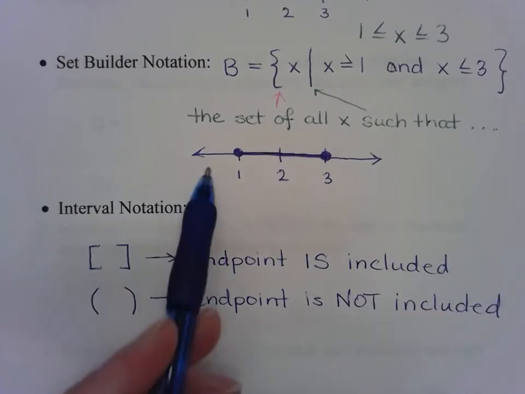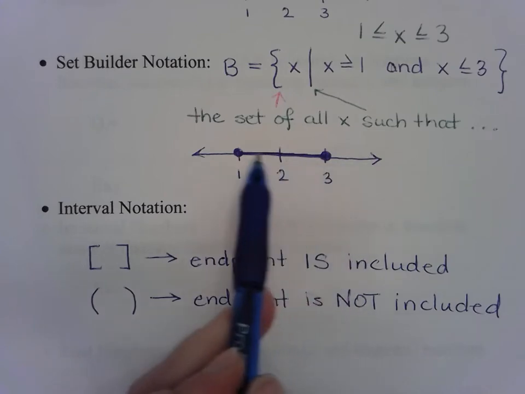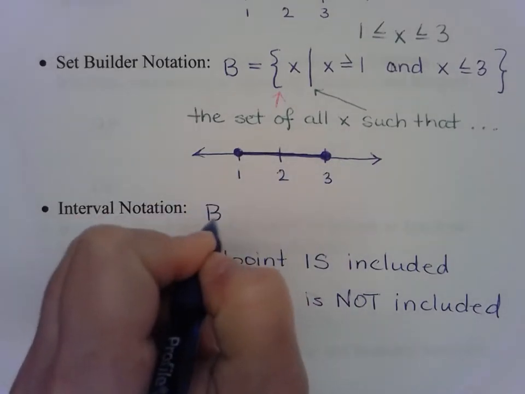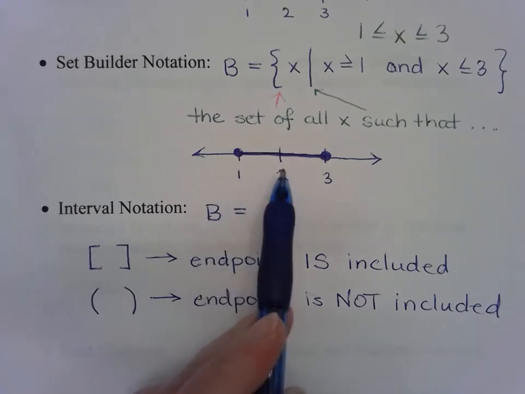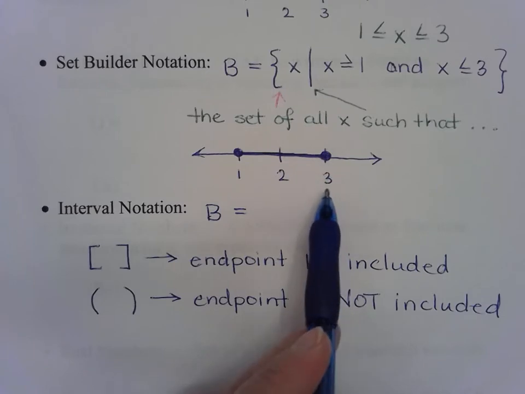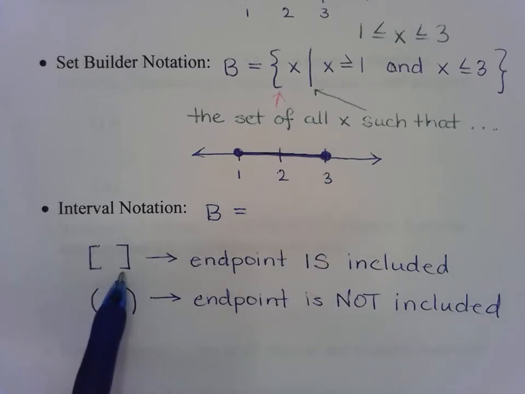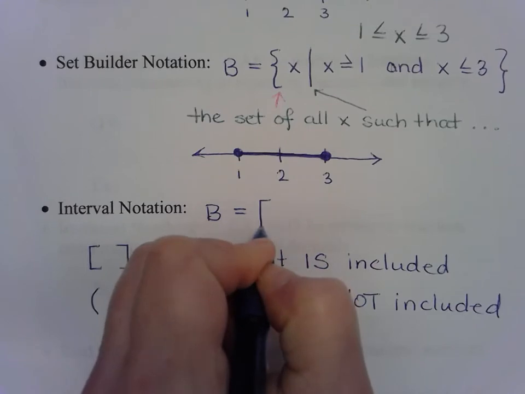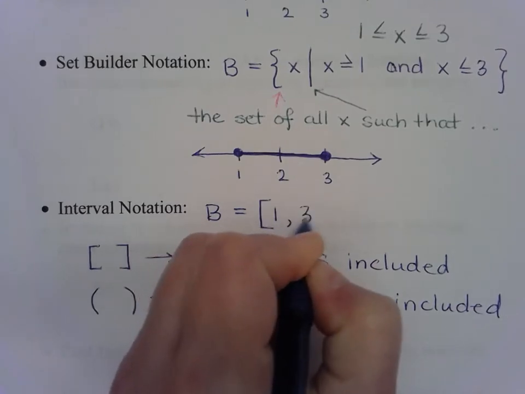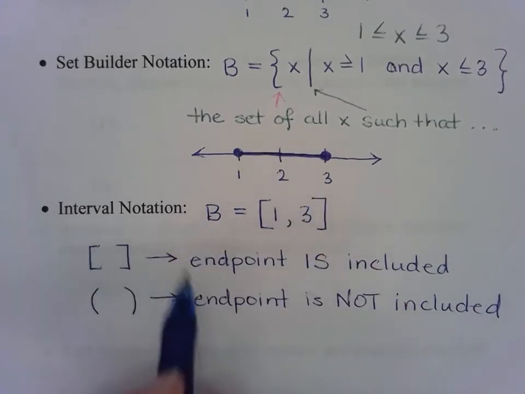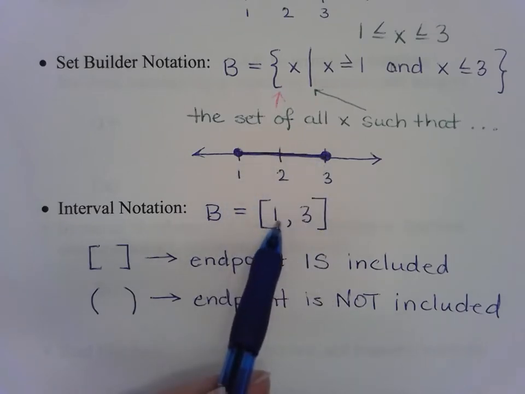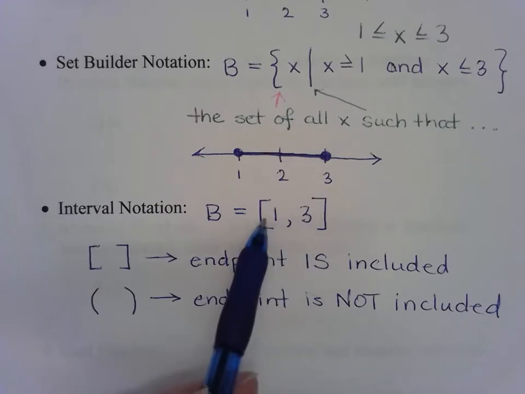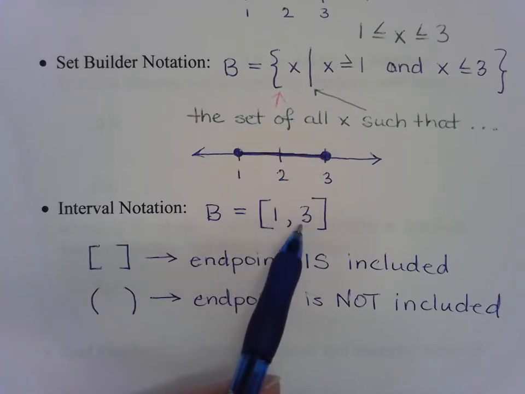In this particular example, I'm just going to write this same set B. I am including the 1, which would be the end of this shaded region, so it's the endpoint on the left, and I am including the 3, so I'm going to use the square bracket. And I list the endpoints from left to right, so I'm basically saying all the numbers from 1 up to 3, including 1 and including 3.